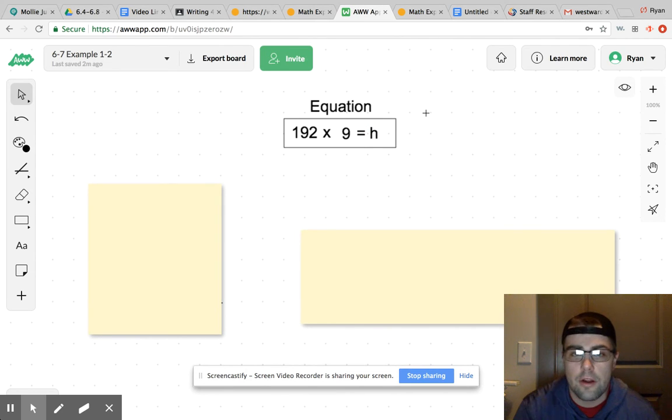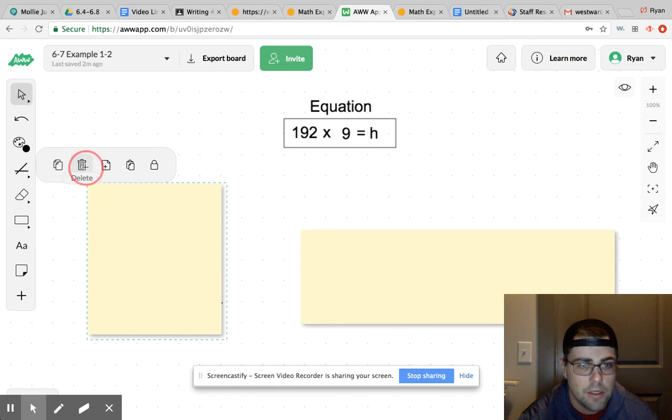So when we go to our problem and we look at our work, our first step is our equation. We always start off with our equation. We know it's going to be 192 times 9, and that equals h. Remember, h is our variable. That's for the home area. Our second step then is just to go ahead and solve.